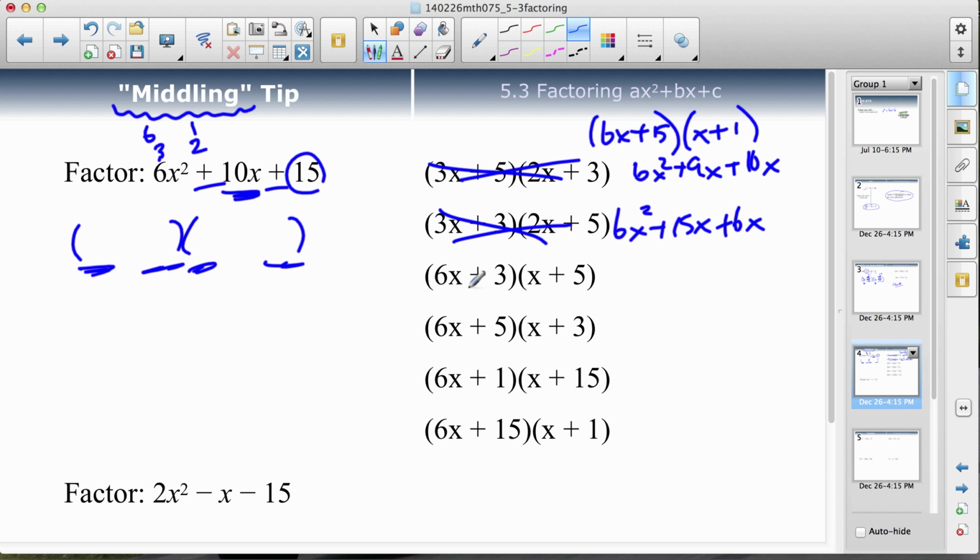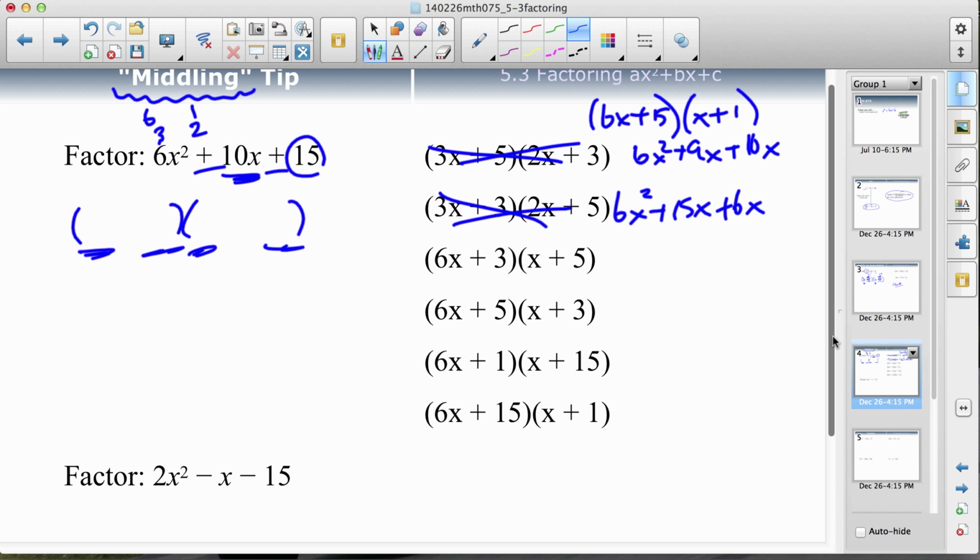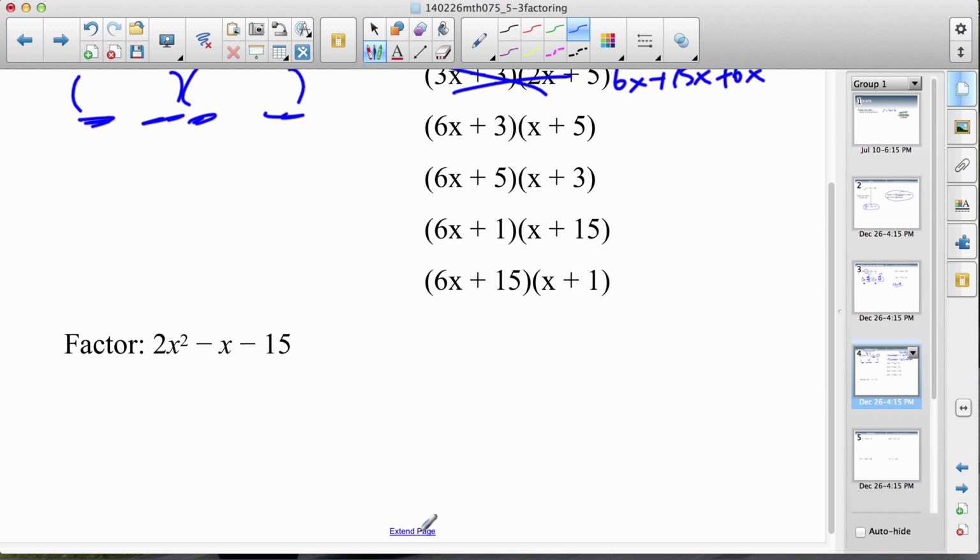Okay, 6x squared. That'd be 30. That's too many. 18. I don't think it's any of these. Yeah, I think that number there should have been a different number. That one actually doesn't work. That's okay. Let's go on to the next one. Hopefully you're getting the idea.